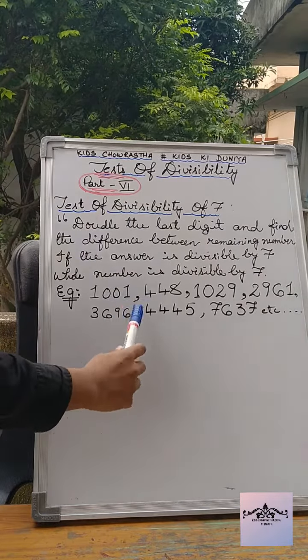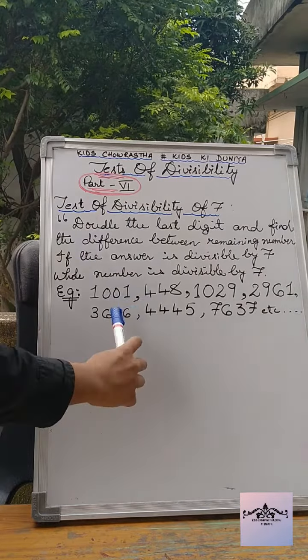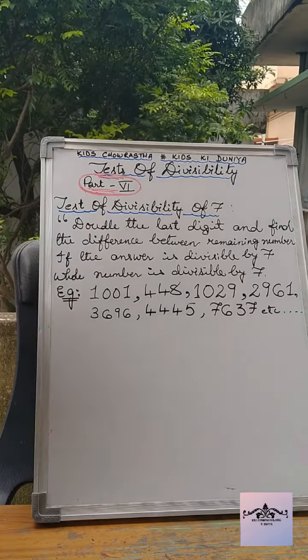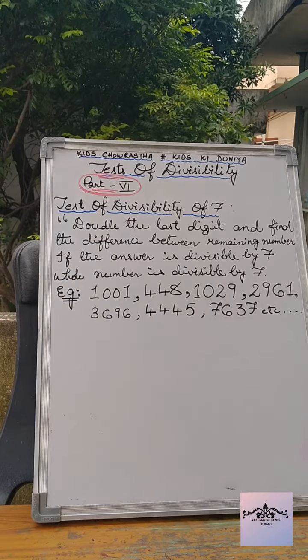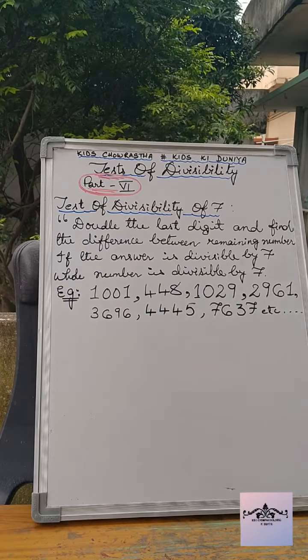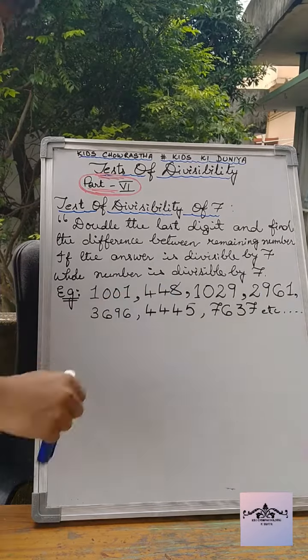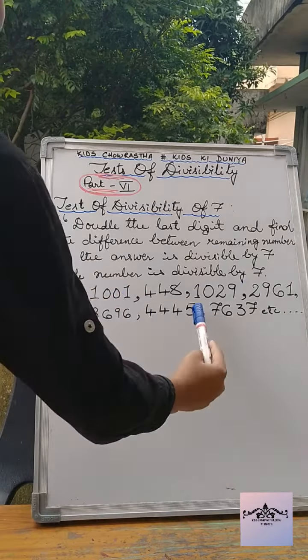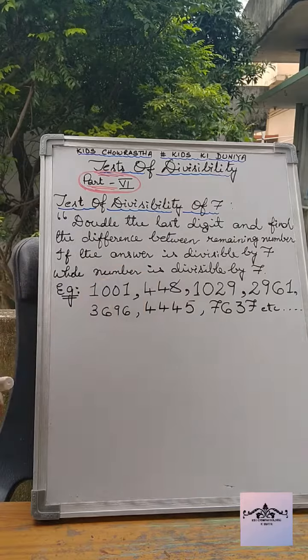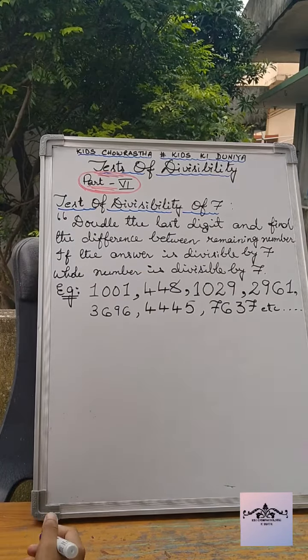So first, our examples. Here we have 1, 2, 3, 4, 5, 6, 7 examples. It's going to be a bigger video. So first we are taking, without time waste, 1001. I took an easy number for our basicness, and at the last we are getting tougher and tougher numbers. You can see the last, most toughest, 7637. So over here double the last digit, right? Let's do it.